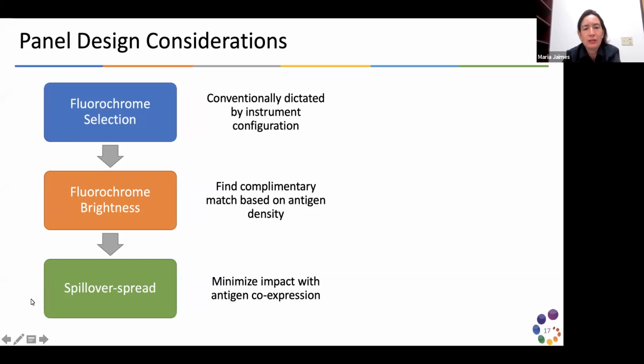and as many of you who are listening to this tutorial, you're familiar with panel design, and you know that the panel design process takes certain concepts into consideration. Everybody knows that you need to match the fluorochrome brightness with the antigen density, and that we need to watch for spillover spread. And as Emeric explained very nicely, understanding antigen co-expression is key.